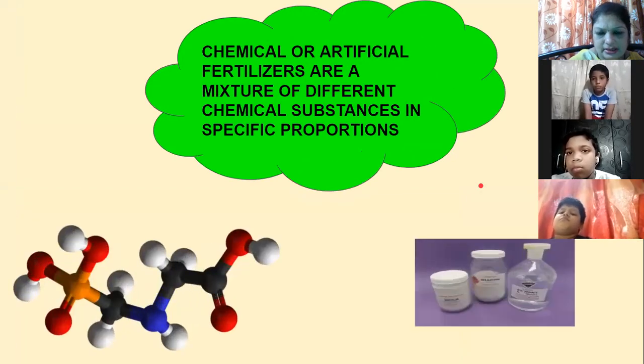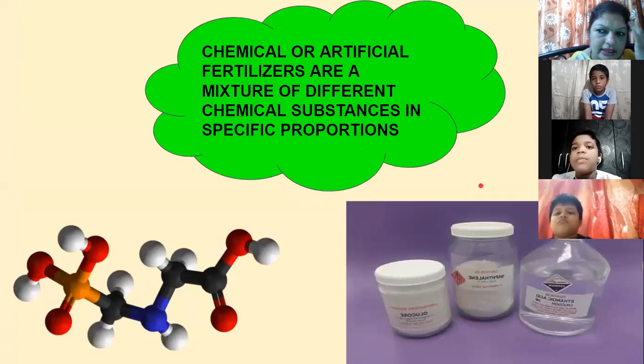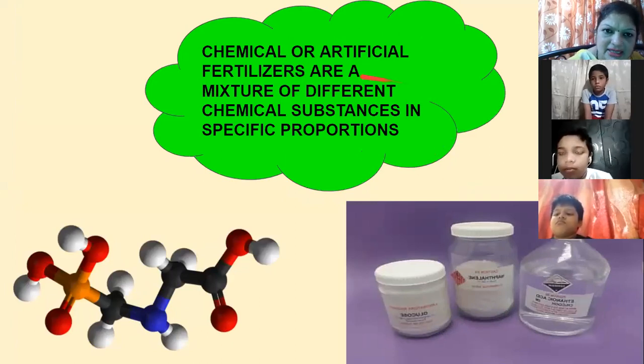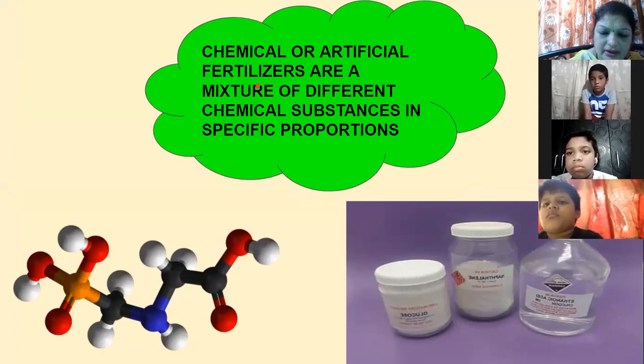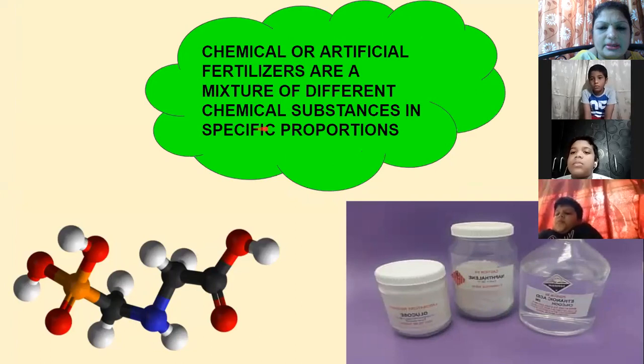Chemical fertilizers. Now these chemical fertilizers are also known as artificial fertilizers. What are they known as? Artificial fertilizers. So chemical or artificial fertilizers are also used for the soil, but they are almost very harmful as compared to natural ones. Now what is it made of? It is a mixture of different chemical substances in a specific proportion. What do you mean by specific proportion?